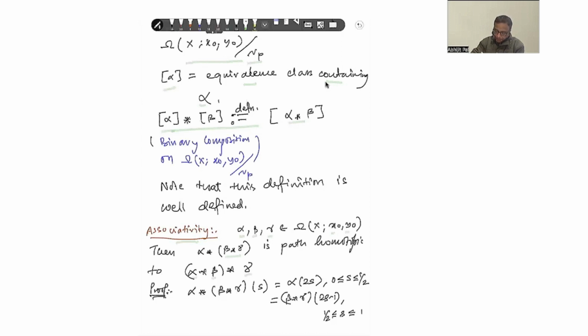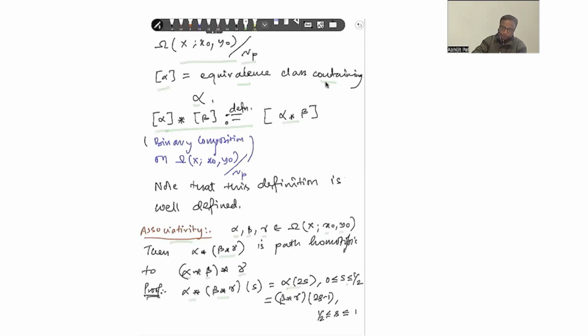So this is my definition. So alpha star beta star gamma turns out to be this thing. So alpha of 2s, where s is varying from 0 to half, and beta star gamma of 2s minus 1, where s is varying from half to 1.